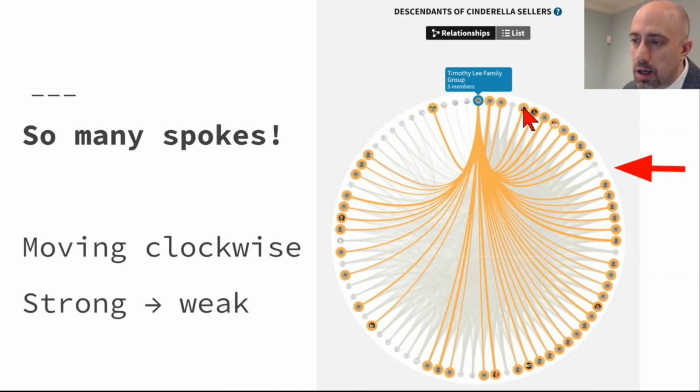And as we go clockwise through this circle, we start over here with very strong DNA connections with numerous matches within the circle, and as we move clockwise, we come to matches that have weak connections to the DNA circle and very few matches within the circle. So that's something to keep in mind as you look at these DNA circles.